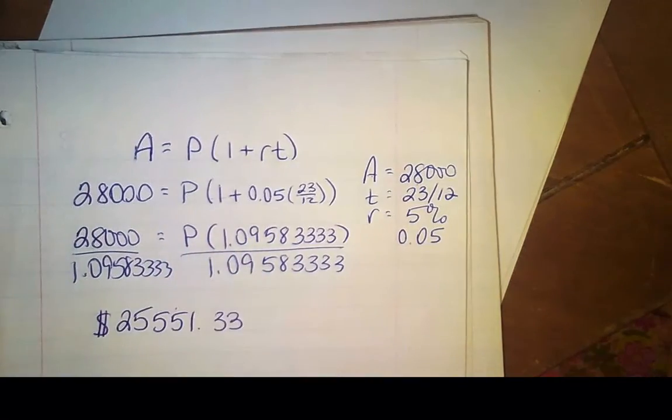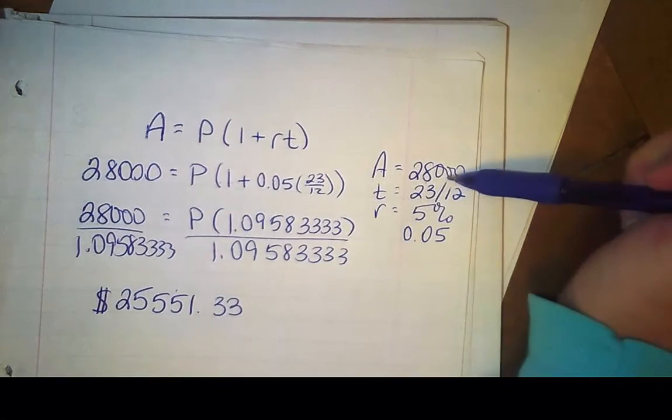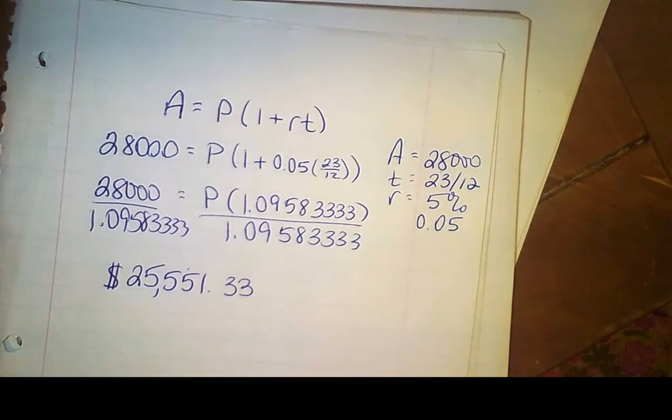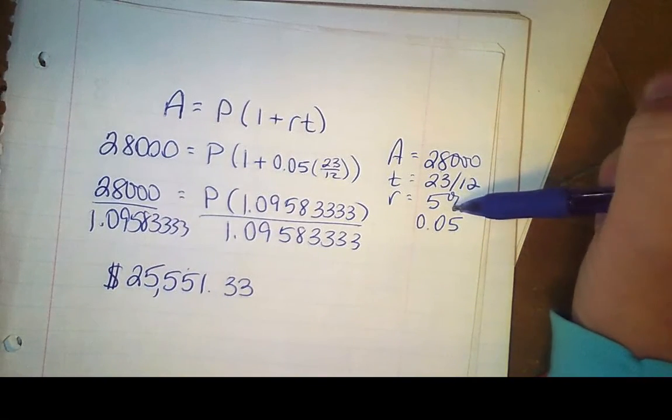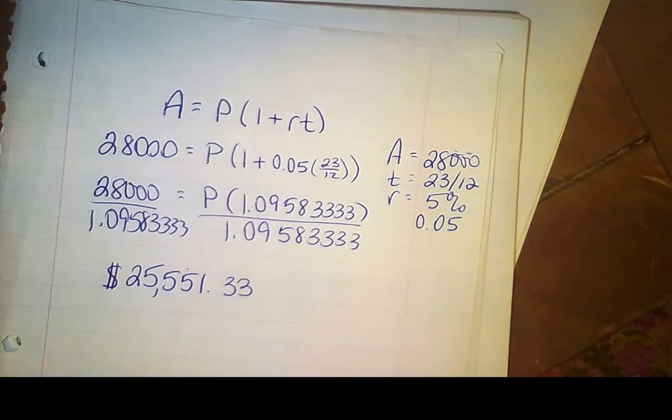Okay, so what did you just figure out? At the end of this whole mess, you ended up with $28,000. What did you start with? You started with $25,551.33 at 5% interest over 23 months, and that's what got you to the 28,000.